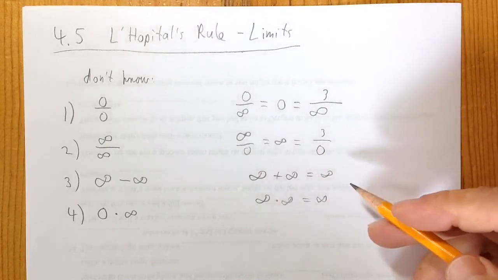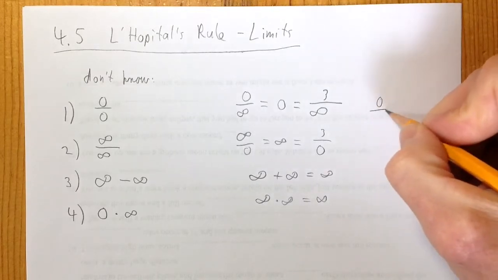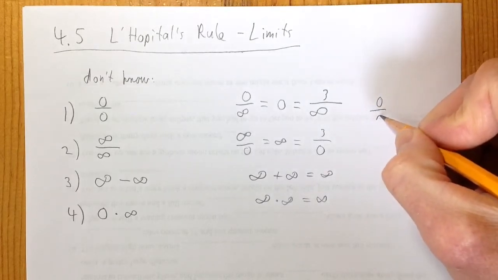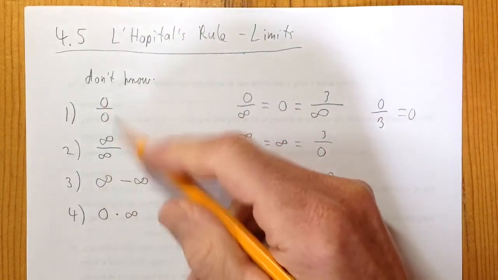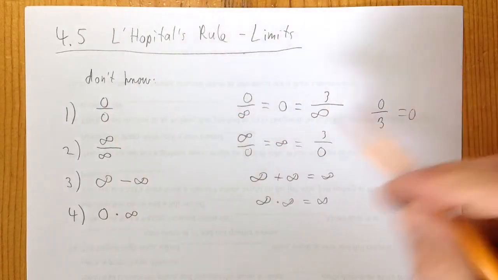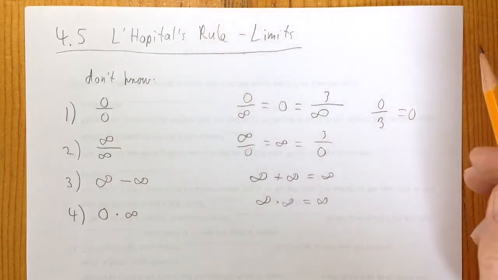The only tricky ones, since of course 0 over 3 is 0, are these. These are the ones we don't know the answer to. So you plug in your numbers, you get this, and you know you have to do some work.